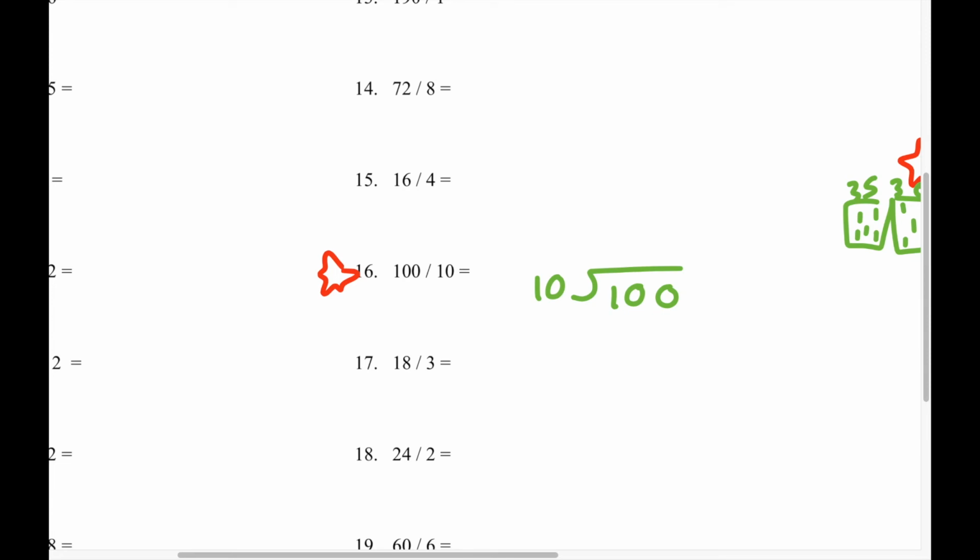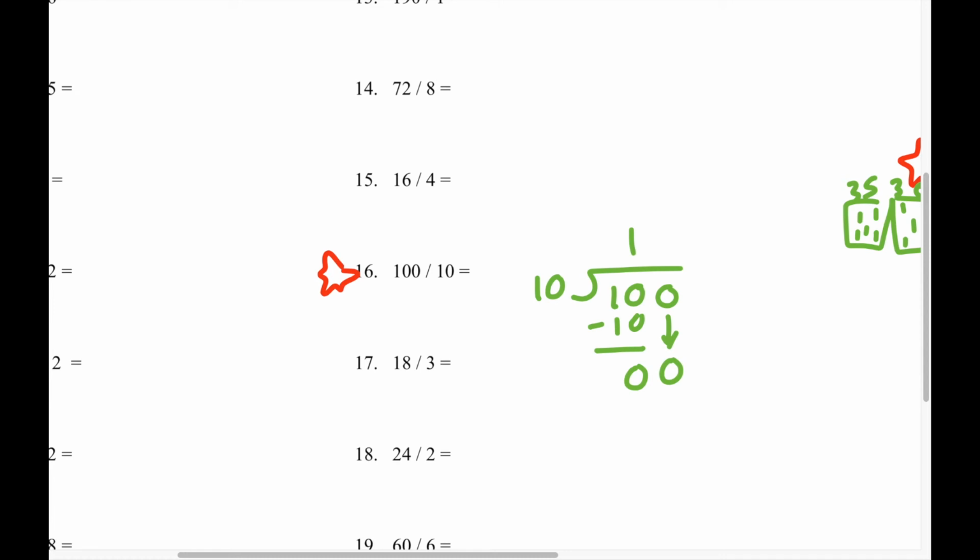So let's look. How many times can 10 go into 10? That's going to be 1. Because 10 times 1 is already 10. So you subtract that, that's 0. Drop down the number.